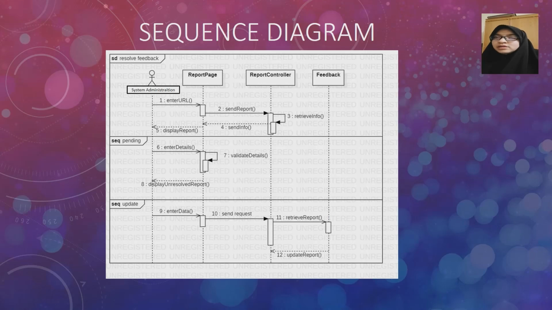Okay. First, the system admin will enter the URL and it will bring them to the report page, and the report page will send the report to the report controller, and the report controller will retrieve the info, and the info will be sent to the report page, and then the report will be displayed to the system admin.